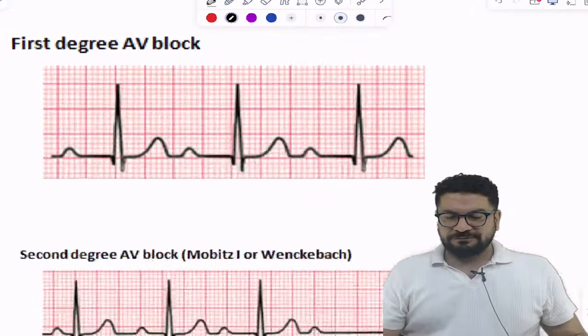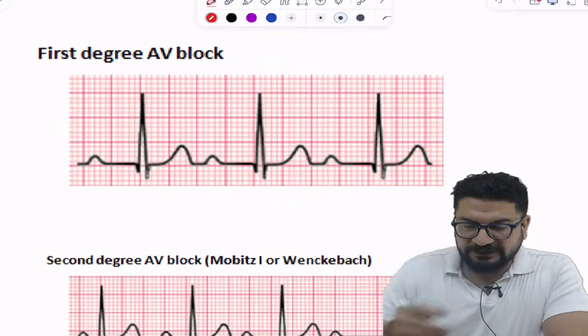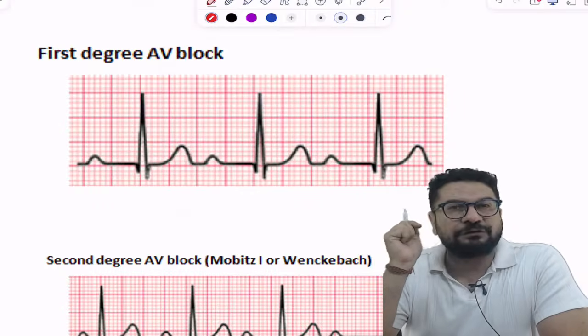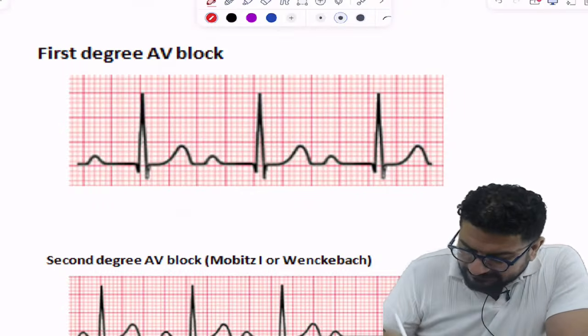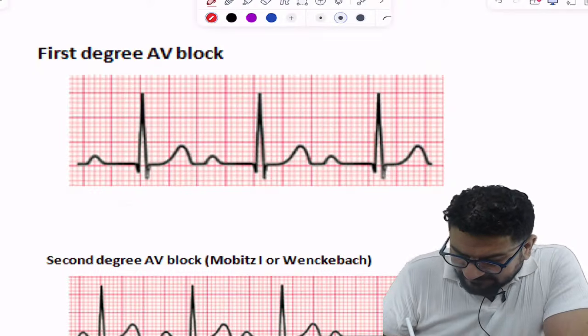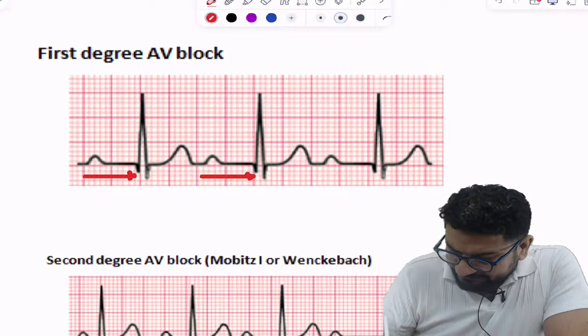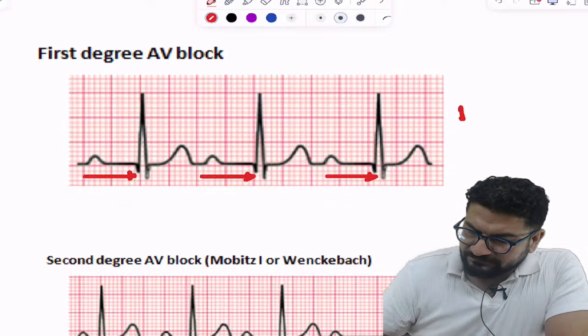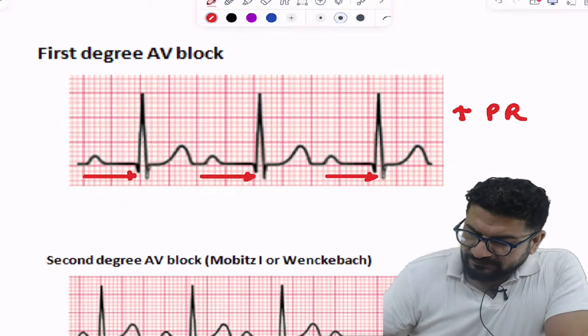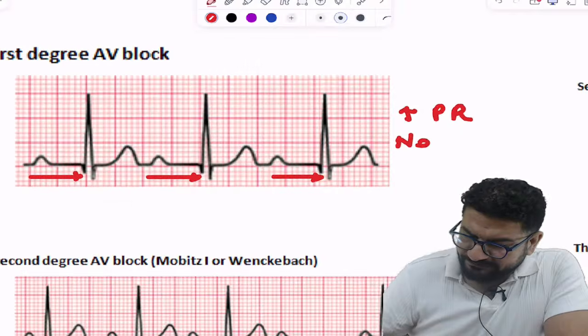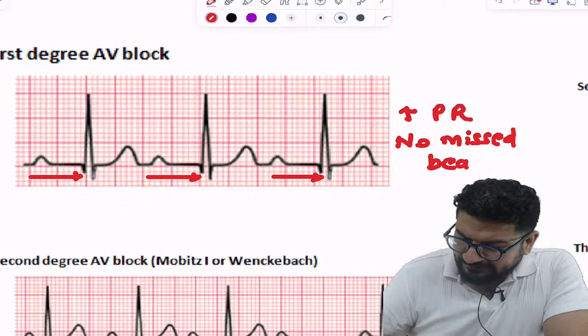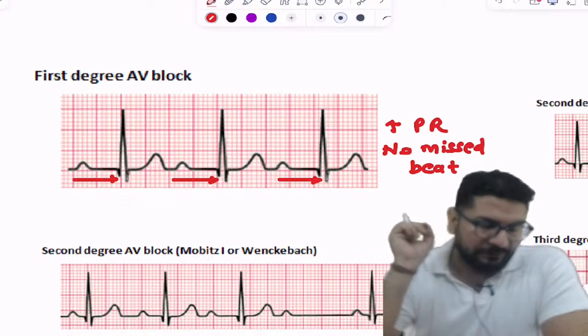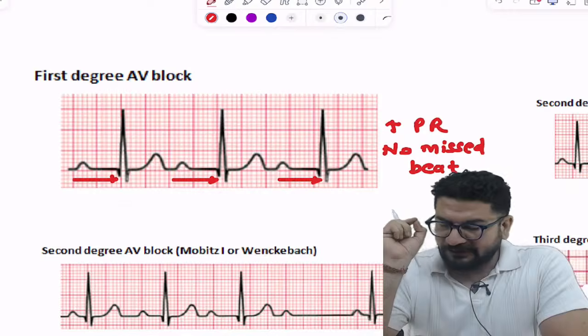Okay, now look at this. Now let's talk about block. In AV block, these are bradyarrhythmias. So first of all, you have to see the PR interval. So look at the screen and try to understand this thing. This is P, the start of P and the start of R. You can see an increase in PR interval, but no missed beat. No missed beat, or I can say no drop beat. It is a feature of first degree AV block. PR is increased, but no missed beat or drop beat.